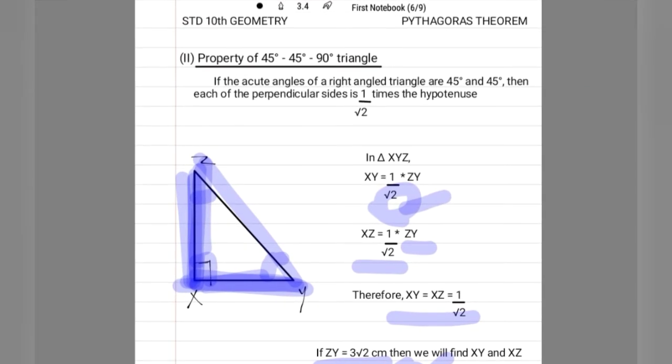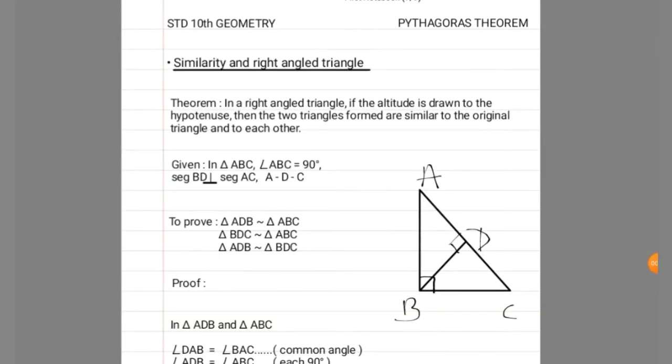So let's move to the next theorem, that is a theorem based on the similarity concept. Moving to the next topic, that is similarity and right angle triangle. This is a theorem which we have to prove, so let's see what the statement of the theorem says. In a right angle triangle, if the altitude is drawn to the hypotenuse, then the two triangles formed are similar to the original triangle and to each other.